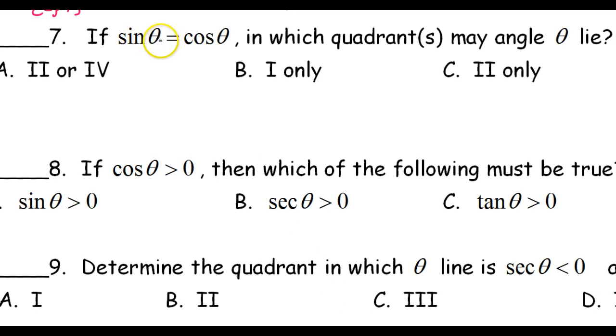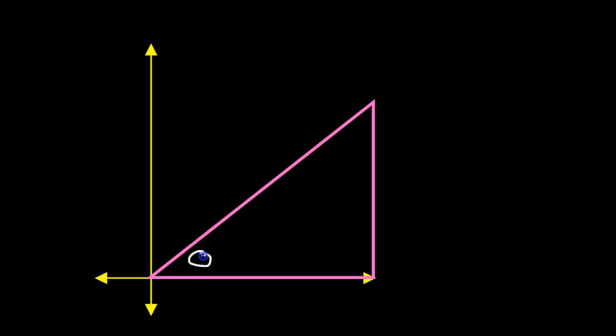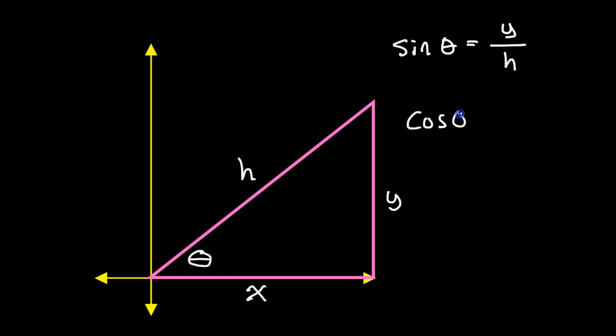If sine of theta equals cosine of theta, in which quadrants, or what quadrant, may theta lie? Alright, so are there any quadrants where the sine and cosine could be the same thing? Just think in terms of a triangle for a second. If this is theta, from the perspective of theta, you've got opposite, you've got adjacent, and you've got the hypotenuse, right? To make it easier, I'm going to call the opposite y and the adjacent x and the hypotenuse h. Now, we know that the sine of theta is opposite over hypotenuse, so that would be y over h. The cosine of theta is adjacent over hypotenuse, so that would be x over h.